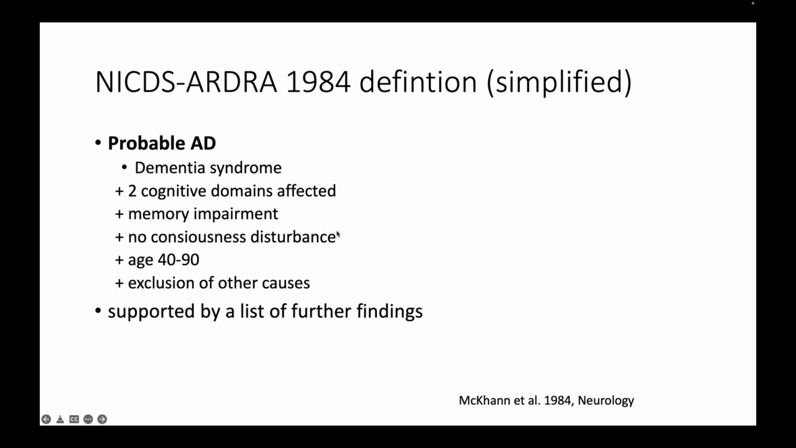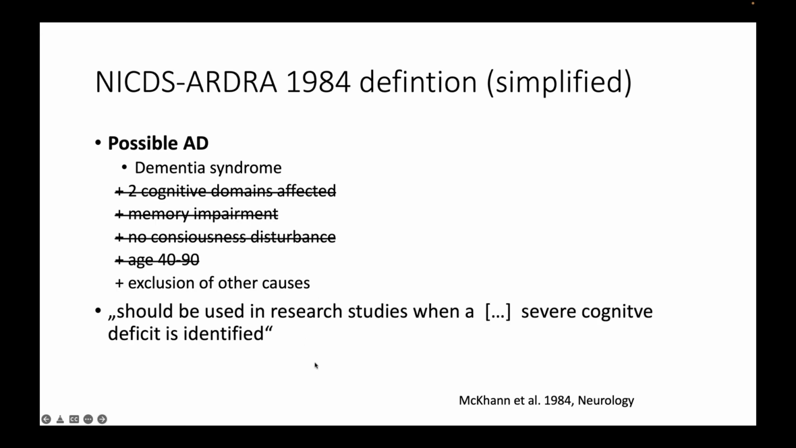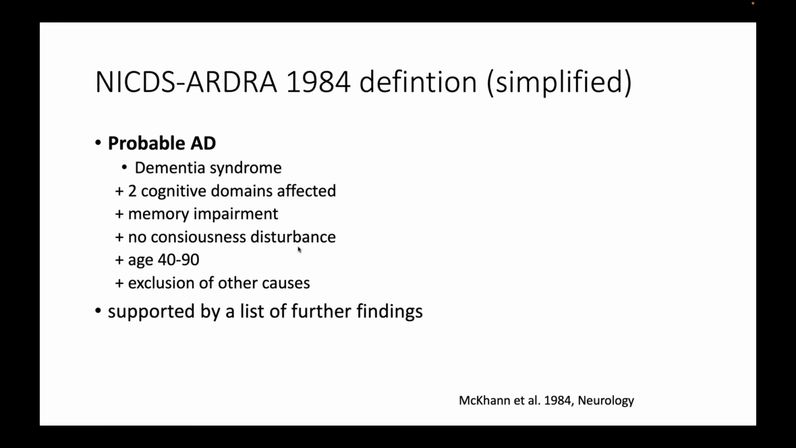Memory has to be part of these domains, no consciousness disturbance, then an age range, which does not make so much sense. Probably it was in the '84s. They were not aware that sometimes, in very rare cases, people can get Alzheimer's when they are younger or older than this age, and the exclusion of other causes. And then there is also a list of further findings that might support this, but they are not part of the definition. And actually, when we look at this definition, it's probably just the definition of a dementia syndrome with some probability of being Alzheimer's disease.